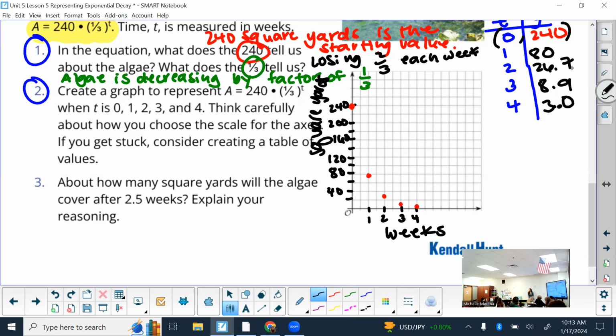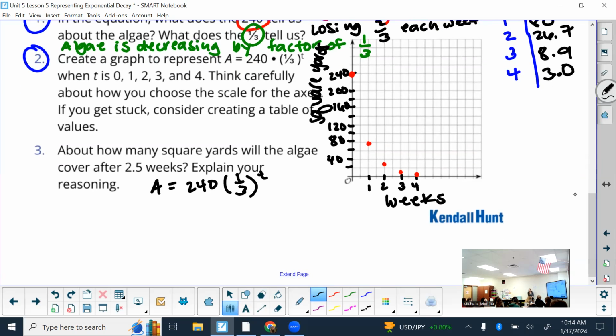No volunteers? So reread it. And then reread what your equation represents, like the variables specifically. Does that 2.5 need to go in for the A or the T? Is it 2.5 square yards or is it 2.5 weeks? So then to find how many square yards, I just need to make that T 2.5.